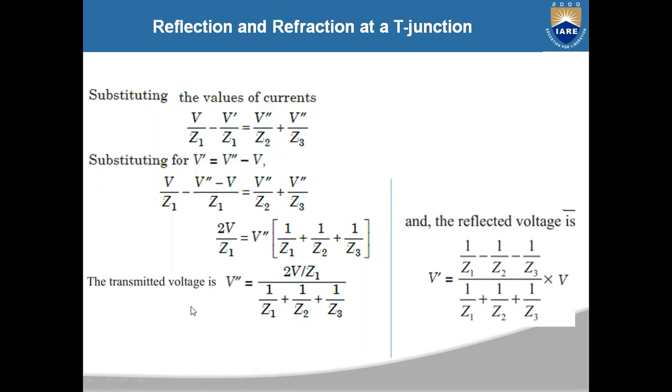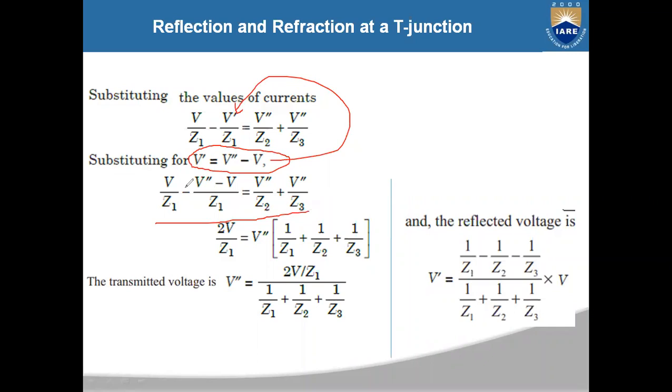You also know that V double dash is the sum of V plus V dash. From that equation, V dash can be written as V double dash minus V. So now, in place of V dash in this equation, you are going to substitute V double dash minus V. Okay, so then you will get this equation.